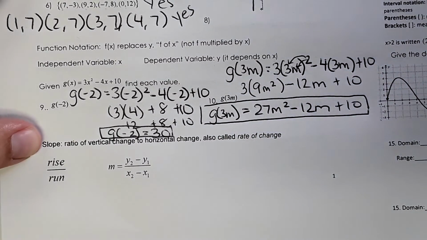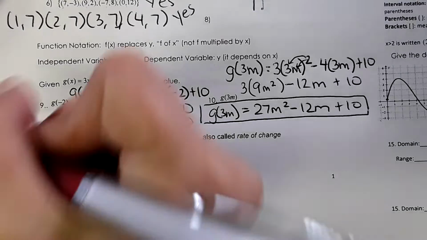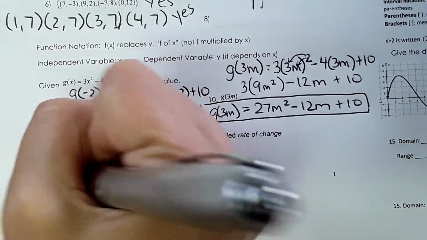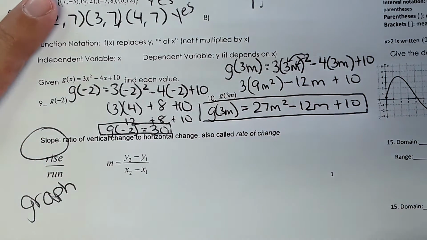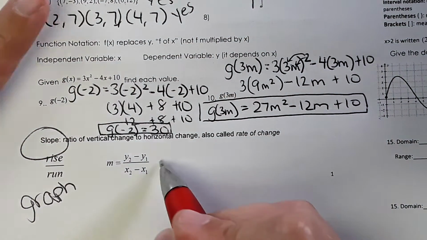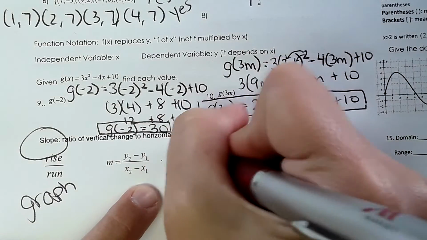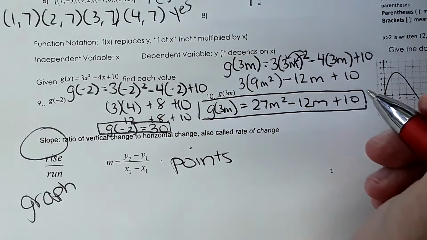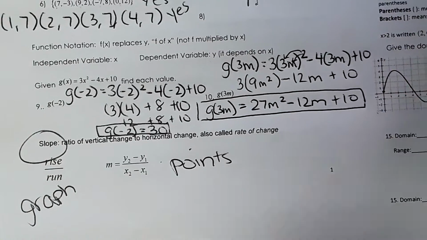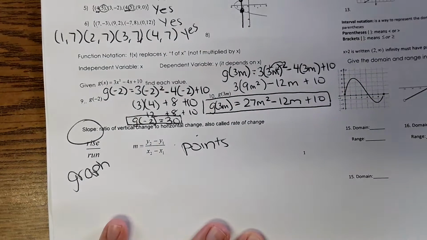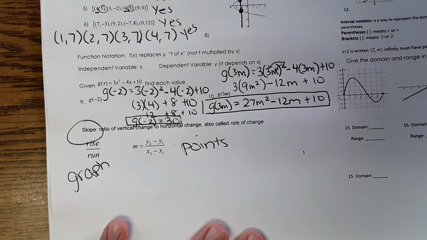Okay, slope, ratio of vertical change to horizontal change. We've all heard of slope before at this point. It's rise over run. That's if we're looking at a graph. We can just count the rise over run. Here's the equation. So if we're given points, we can use this equation. You could also obviously graph the points and then find rise over run. It's up to you. But we're going to be looking at both ways over on the next page.